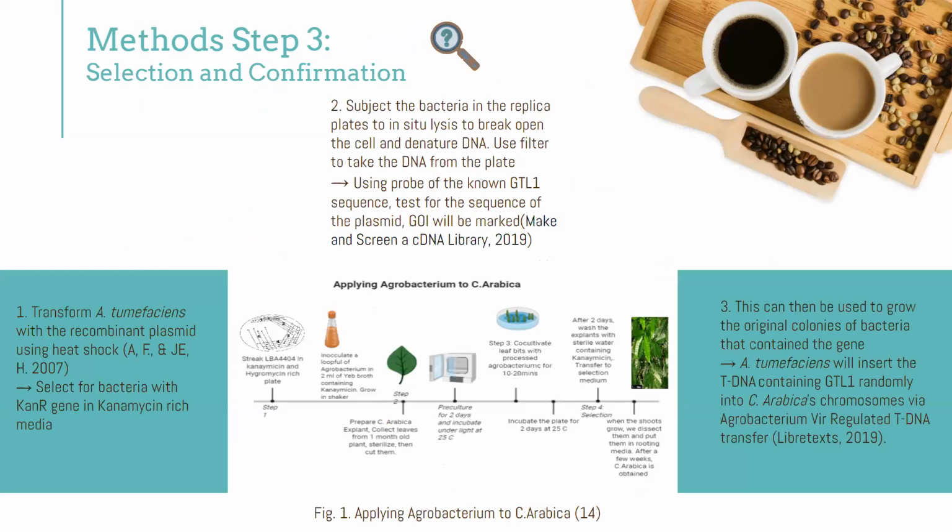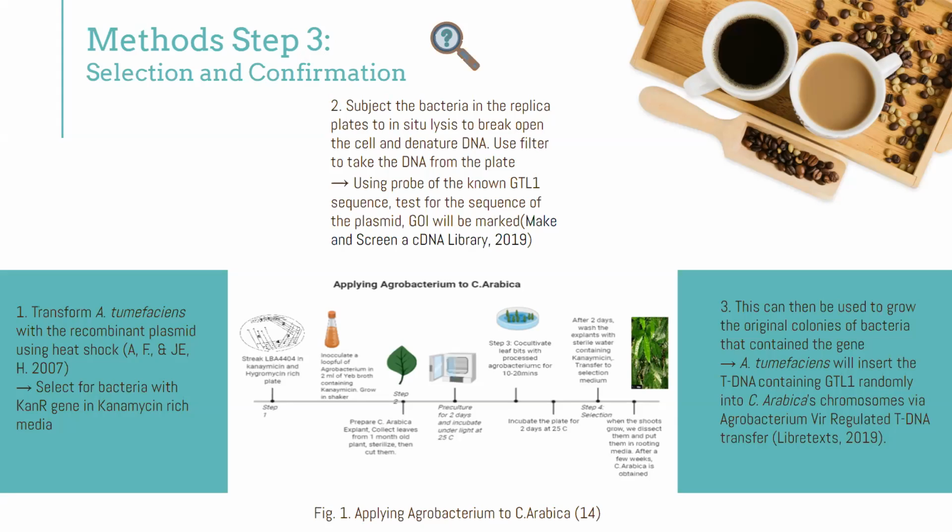Now we will transform Agrobacterium tumefaciens with the recombinant plasmid using heat shock. Then select the transformed Agrobacterium. We will grow them in kanamycin. Next, we will break open the bacteria and extract the DNA using the appropriate techniques. Then using a probe with the GTL1 DNA sequence, we will mark the GTL1 gene and isolate it.